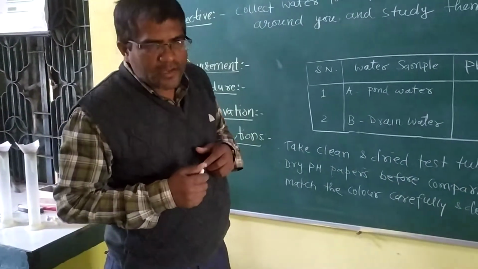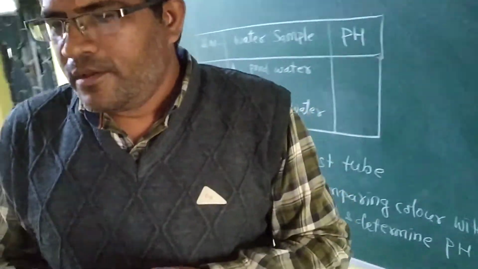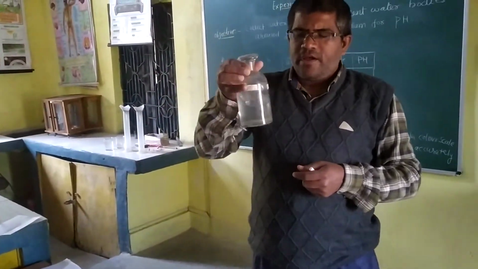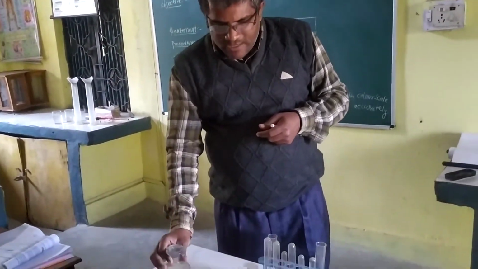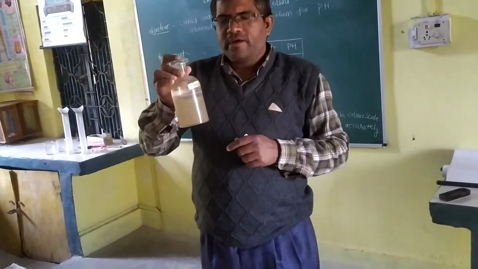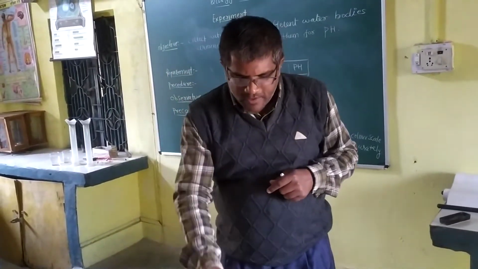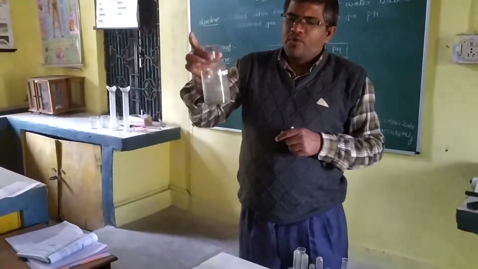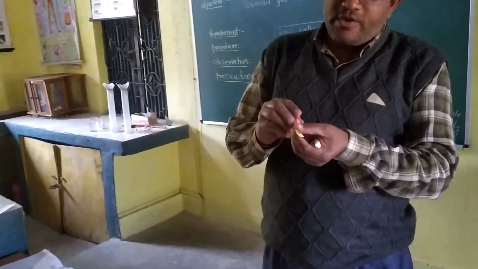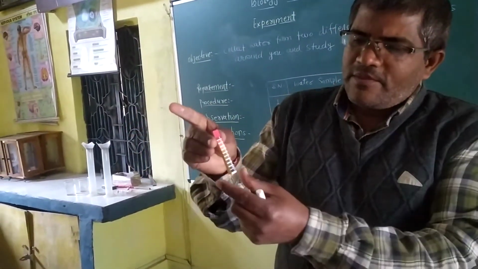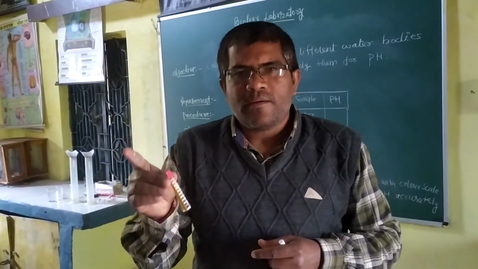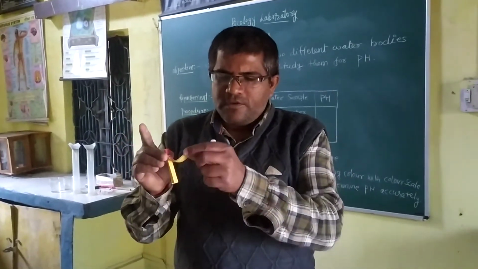So our basic requirements for this experiment are, first, the water which we have collected from the surrounding, and it is the pond water. Second, we have collected a water sample from the drain water. So we have collected the two samples. Then the other requirement is pH paper. It's very important. This pH paper is used to know the pH of the collected water sample.